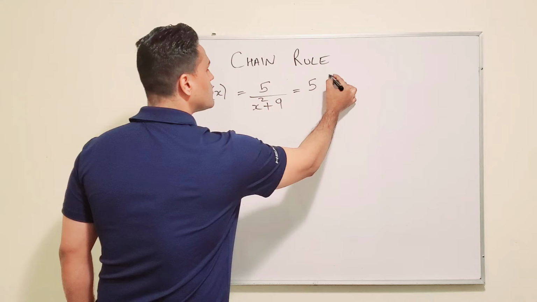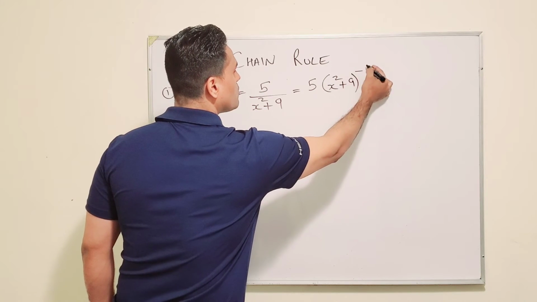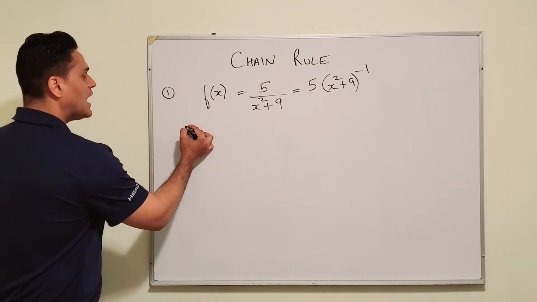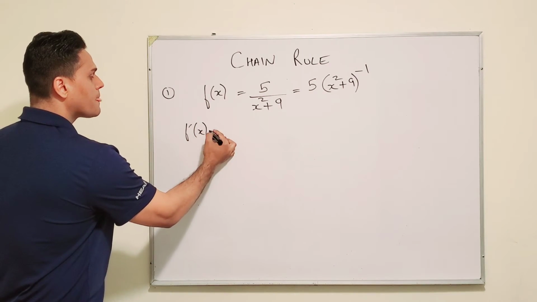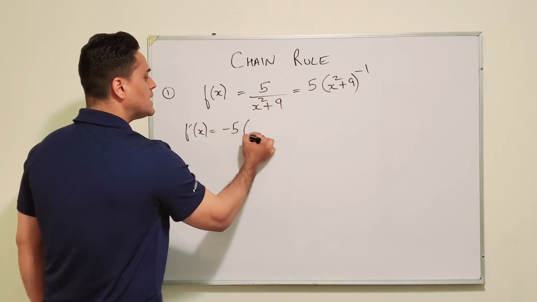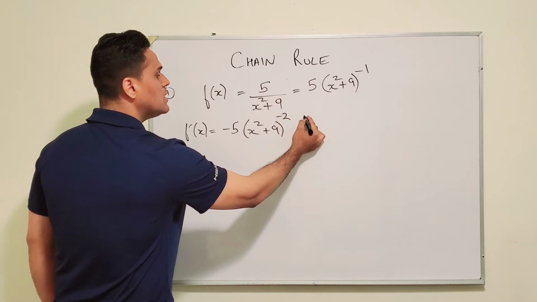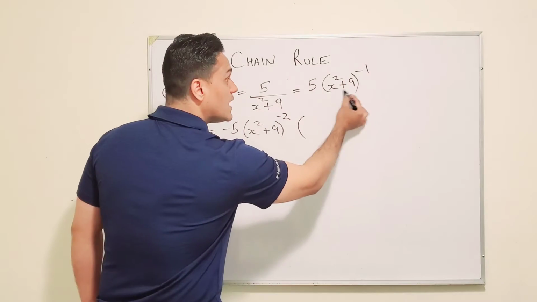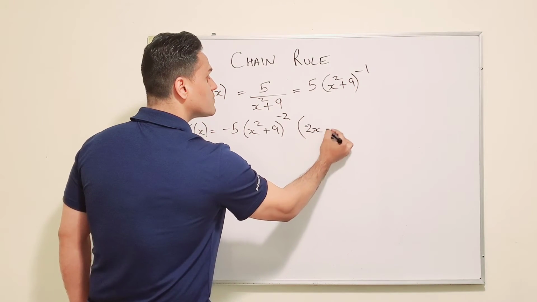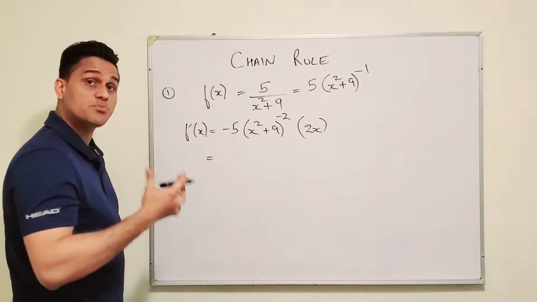X squared plus 9, when it moves to the top, it's going to become x squared plus 9 raised to the power minus 1. Okay, now when we get the derivative, it's just going to be minus 1 times 5, which is minus 5. And now the power is going to go down by 1. So it becomes minus 2 times derivative of the inside, which is just 2x. Okay? So that's going to be minus 5 times 2x, which is minus 10x.